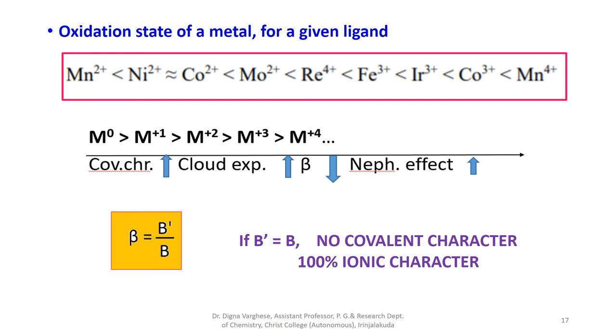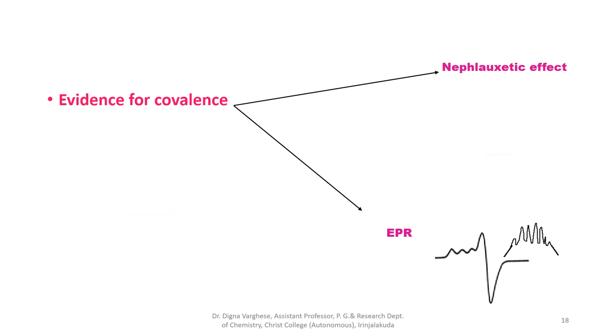But such cases are not reported, because in all metal complexes there is some covalent character. One evidence for covalence is from the nephelauxetic effect and the other is from EPR, electron paramagnetic resonance spectra. When we take EPR for a metal ion complex, if we get the axial spectra and some hyperfine splitting is there, that gives evidence for the covalent nature of the metal complexes. There are two evidences for covalent bonding in metal complexes: one is the nephelauxetic effect and the other one is EPR. Thank you.